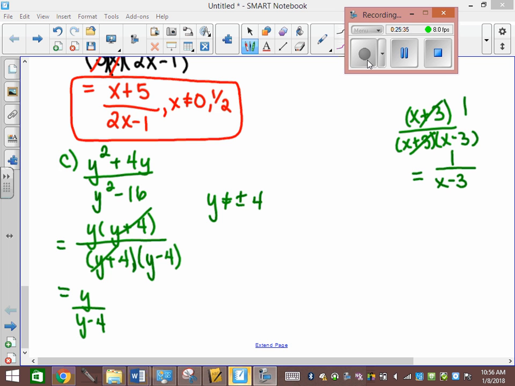If you're someone who would not have done that immediately, write this down as a little reminder to yourself, because you will do that and you will get it wrong on the diploma, because those are what they do. Okay? So you have this, and you have y can't equal plus or minus 4.